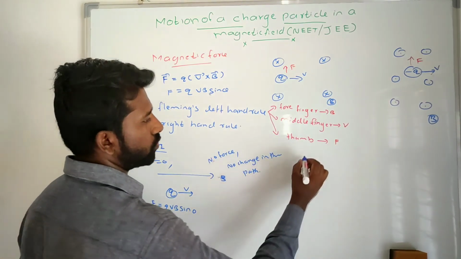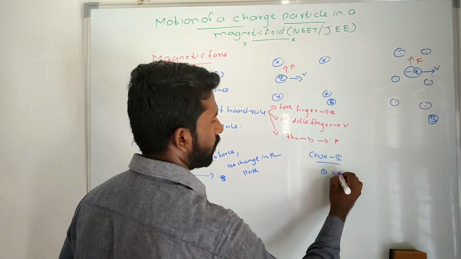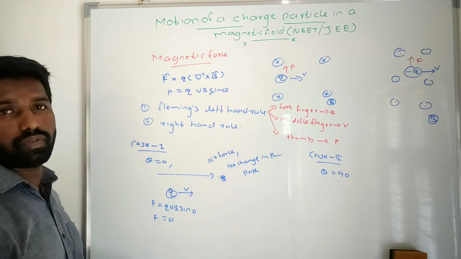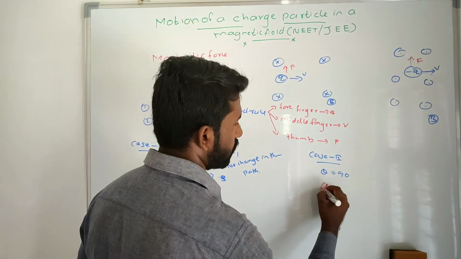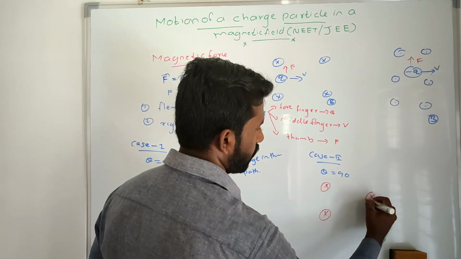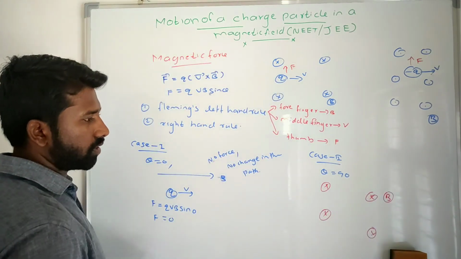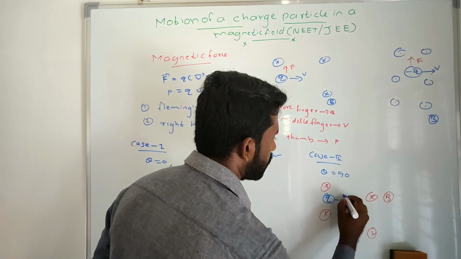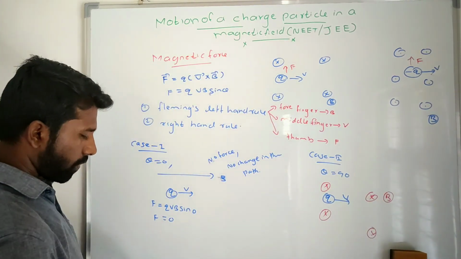Okay. Then case 2. If theta is equal to 90 degrees, that means the charged particle enters the magnetic field perpendicularly. You see in this case the magnetic field is acting like this, and the charged particle moves in this direction. What about the force?